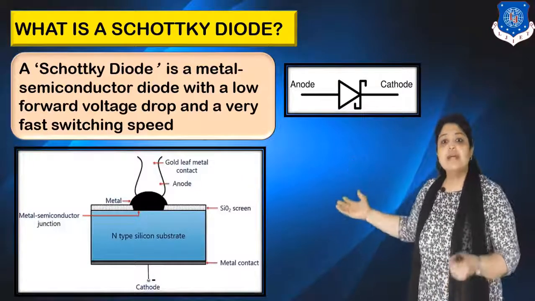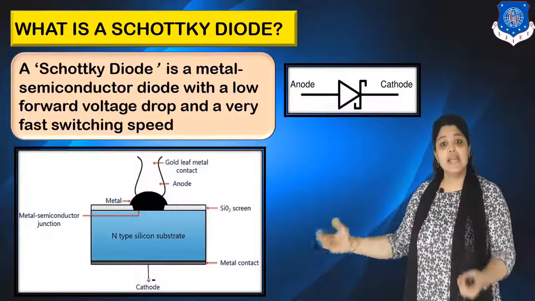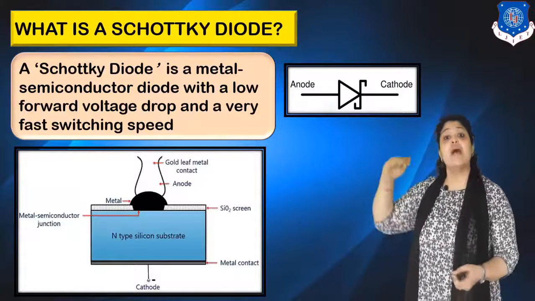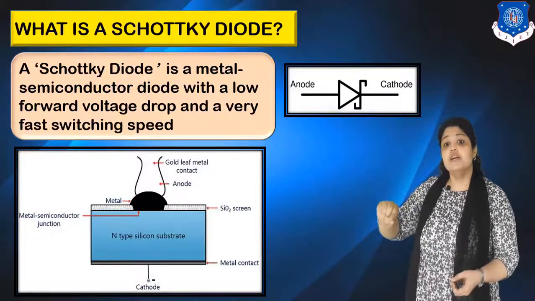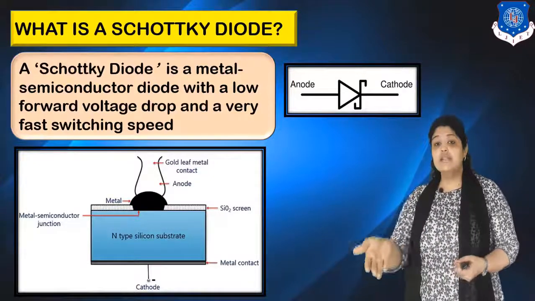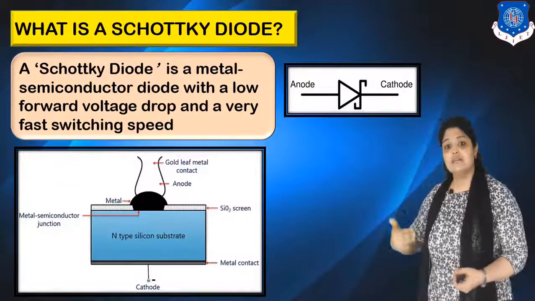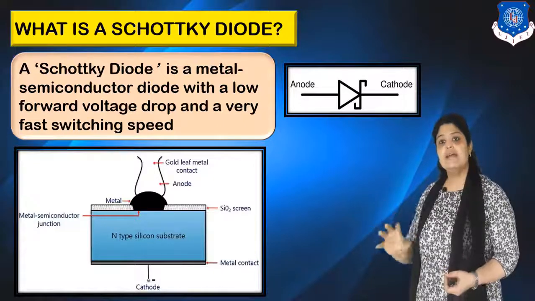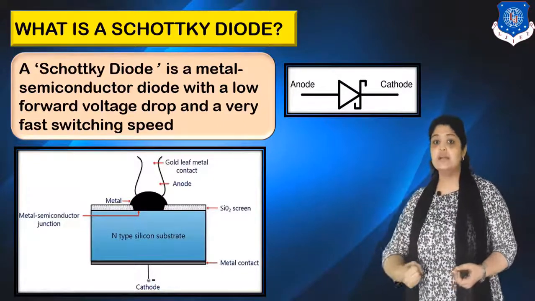So you have an N-type silicon substrate, particularly N-type semiconductor. Then you have a metal on the top. Now particularly to make the two terminals, on the lower portion of the N substrate, you have a metal layer through which you get the cathode terminal.